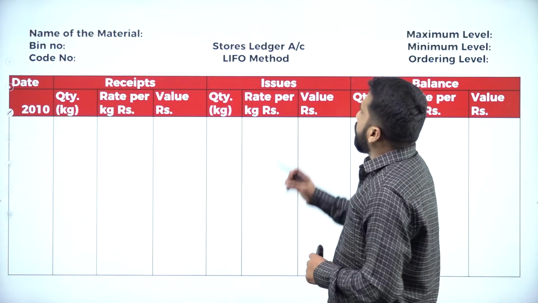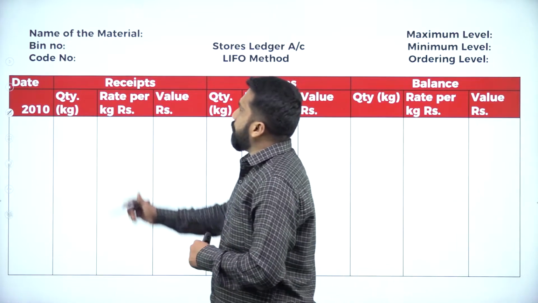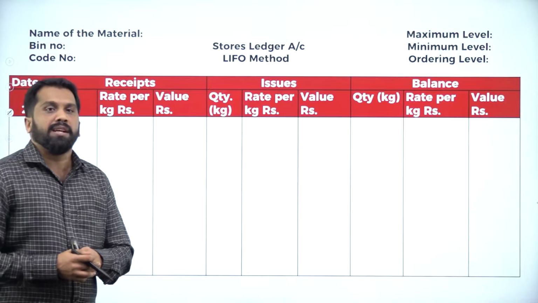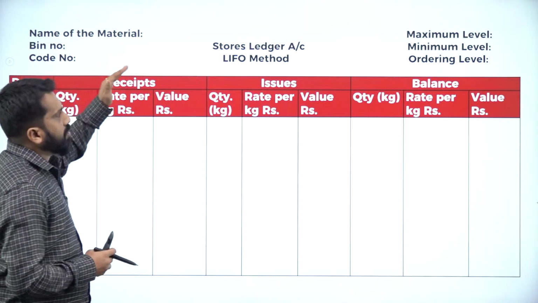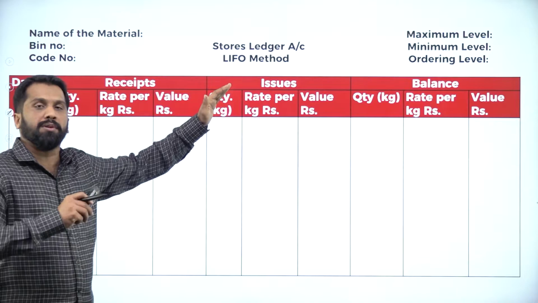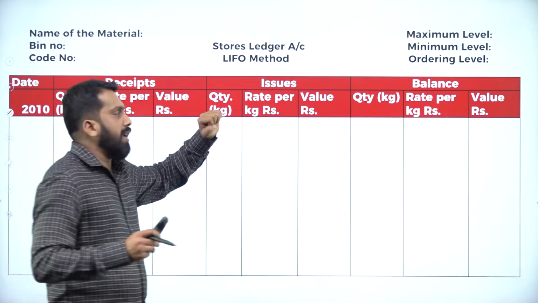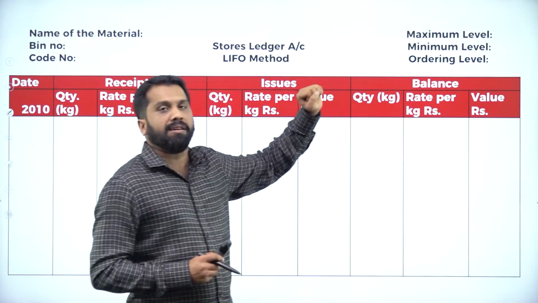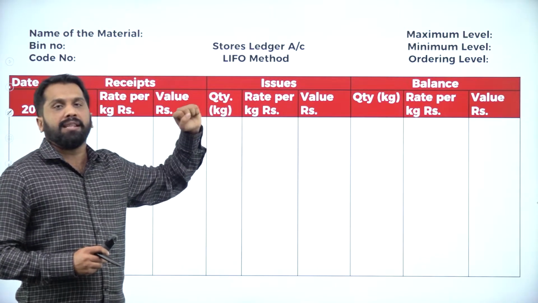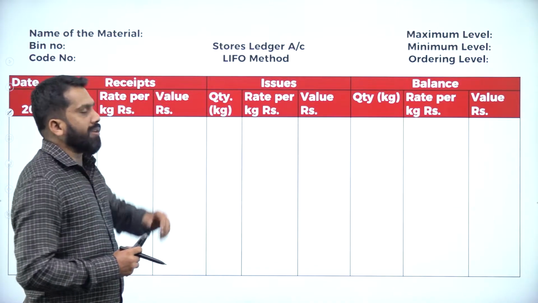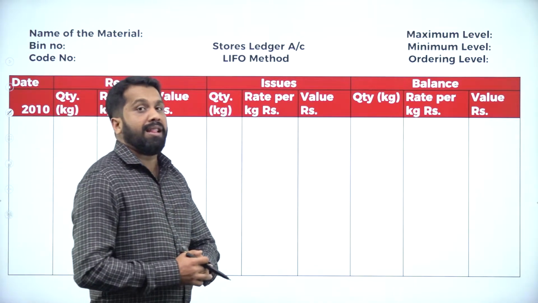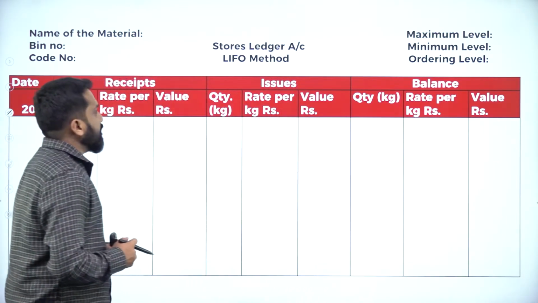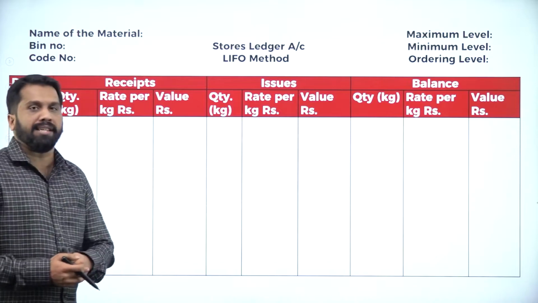Store ledger account, LIFO, name of the material, bill number as well as code. As I told you, even though these rows are blank, we are supposed to write them. It is compulsory. Along with this, minimum level, maximum level and reorder or ordering level. In between, store ledger account, and below that, LIFO method. Clear? Yes. Now, we will start. So it is 2010.